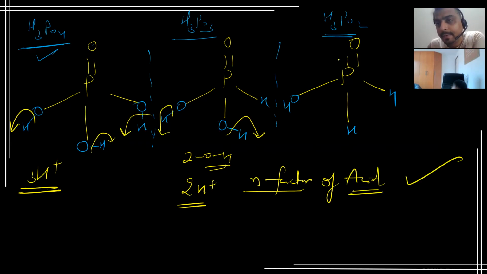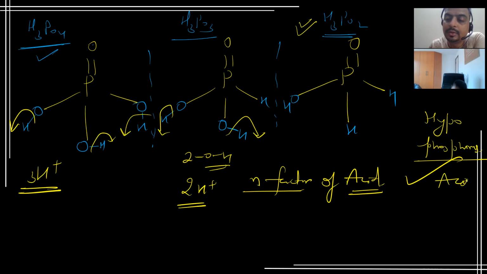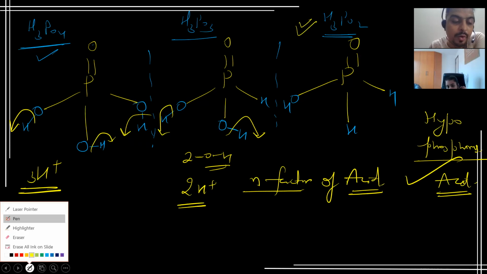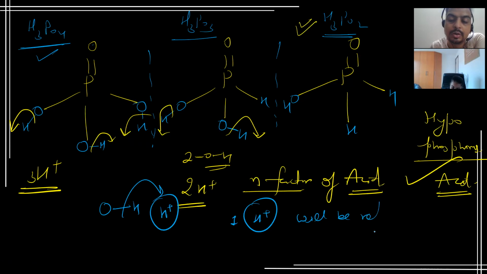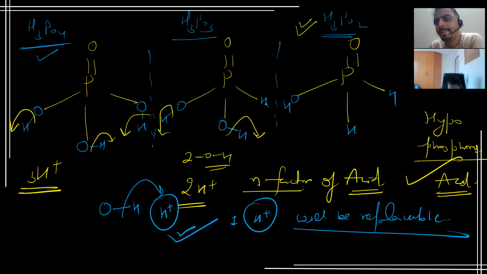Now in the case of H3PO2, which is hypophosphorus acid, can you guess what the N factor would be? We have only one OH group, which means only one single H can be replaced in the solution. Out of one OH, one H plus will be replaceable in the solution. Cool. Any doubt? No. Okay, that's cool.